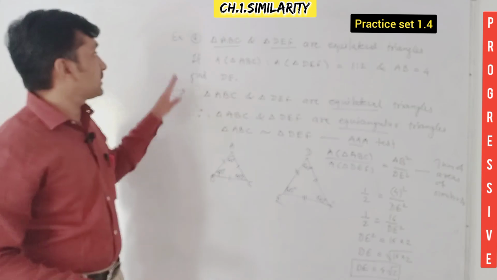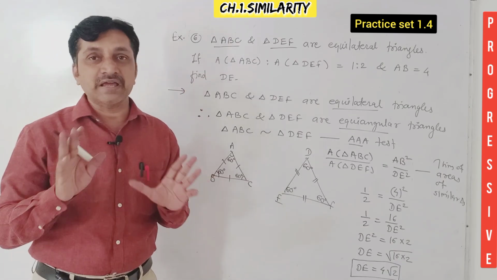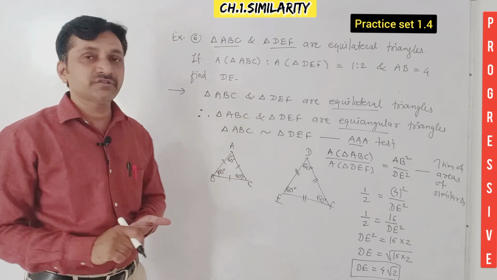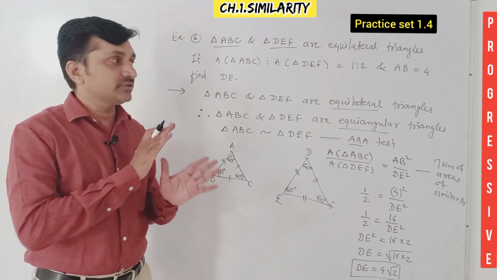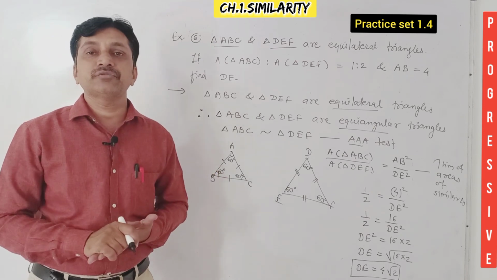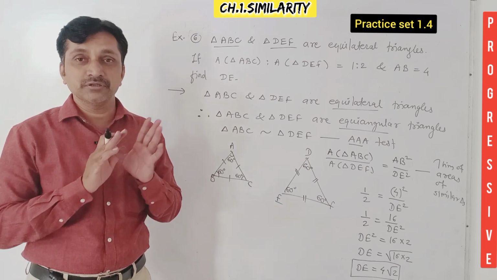Okay, now the last example in your practice set is activity based example 7. That is very easy, you complete that, and with this practice set we have completed the chapter.